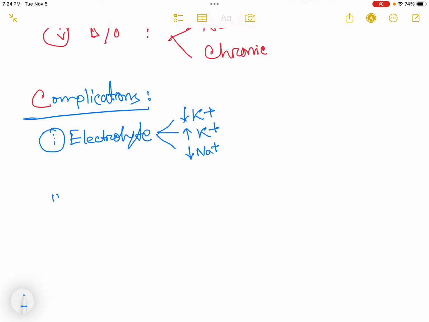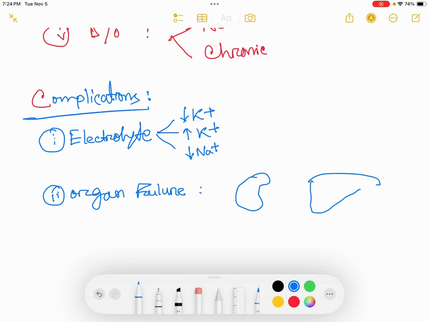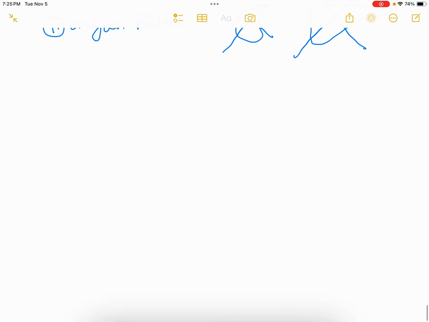Number 2, organ failure. This includes renal failure and liver failure. Number 4, thromboembolism.